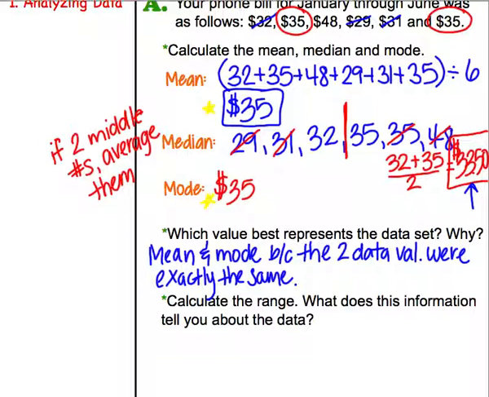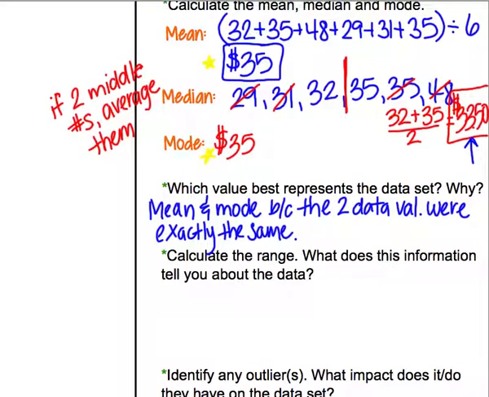Now, let's go on and calculate the range. I know that my highest value is 48, and my lowest value was 29. So 48 minus 29, I get 19 for the range.